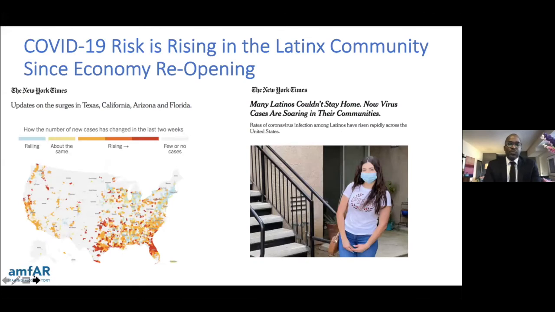Another thing that we're interested in is looking at COVID-19 risk and what's taking place demographically since the economy has begun to reopen over the last few weeks. There have certainly been quite a few news stories just in the last week about surges in COVID-19 cases in Texas, California, Arizona, and Florida. The New York Times actually scooped us, because we were working on a paper looking at this, and showed that many Latinos are at risk in many of these areas. And certainly that's something that each one of these states shares: a disproportionate number of Latinos.